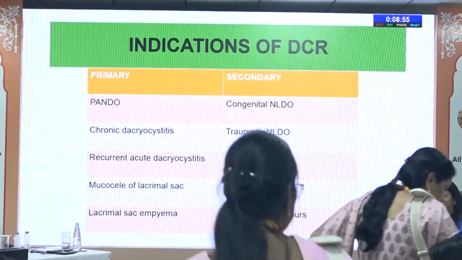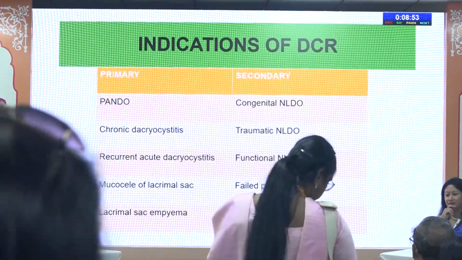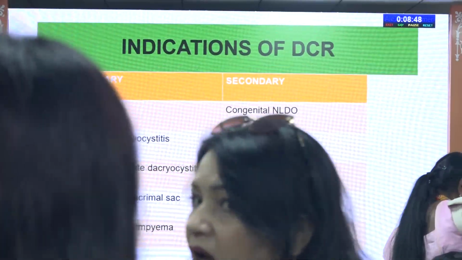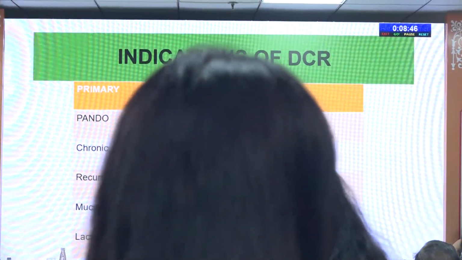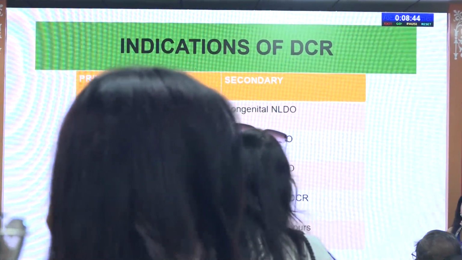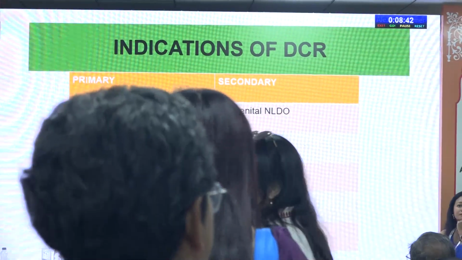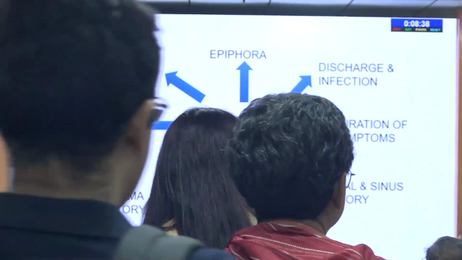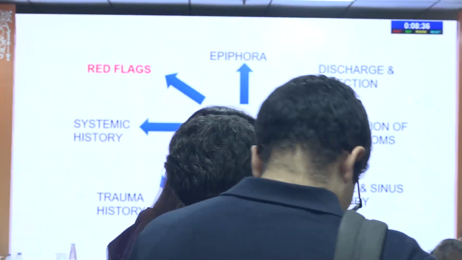Now coming to the indications of DCR, the primary indications include primary acquired nasolacrimal duct obstruction and chronic dacryocystitis, etc. Coming to the secondary, we have congenital, traumatic and functional NLDO, failed previous DCR and lacrimal sac tumors. History should be taken from the patient or the primary caregiver in case of a child.